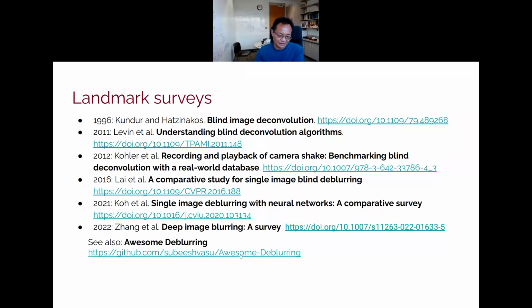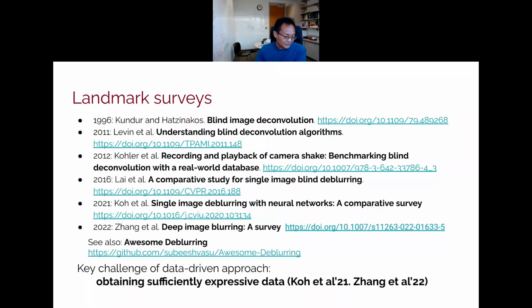And if you're interested in this topic, you can check out this GitHub repository, where these guys have an up-to-date summary of progress. But in any case, especially after 2015, the blind image deblurring field has shifted significantly to data-driven approaches, as you can imagine. But if you check out recent surveys that focus on deep learning-based solutions, they all point out this significant problem of obtaining sufficiently expressive data.